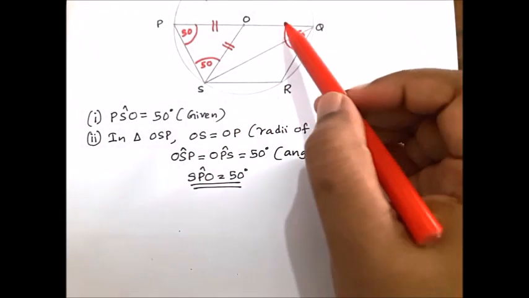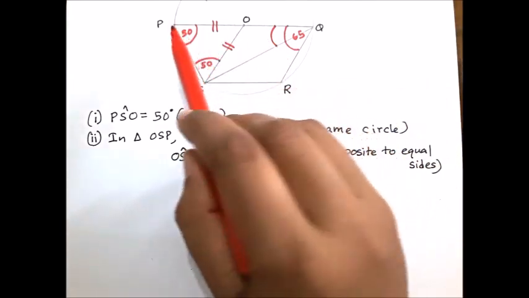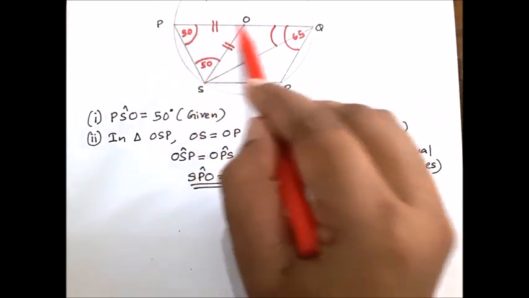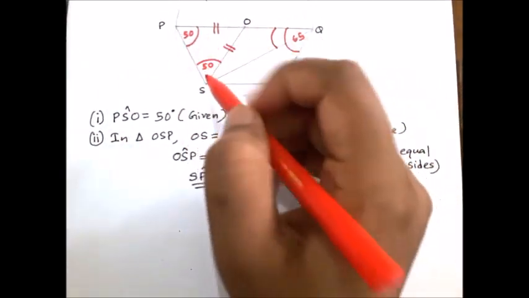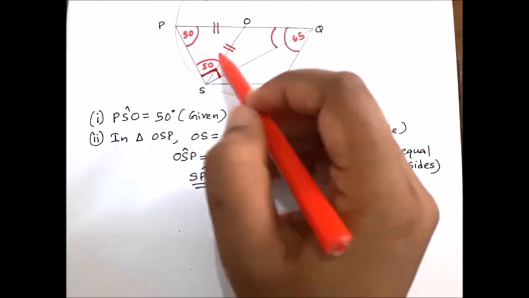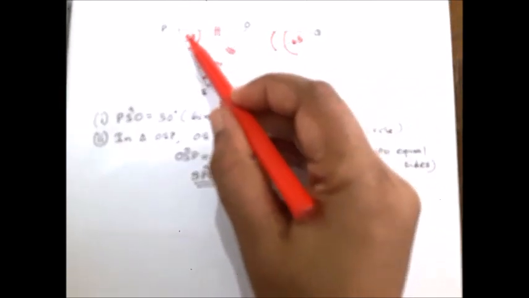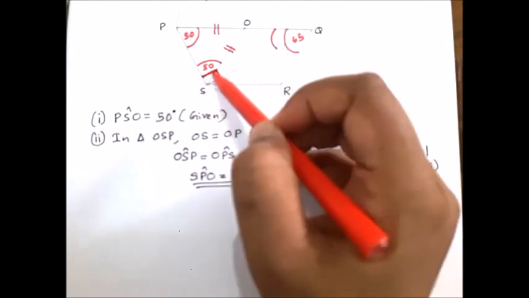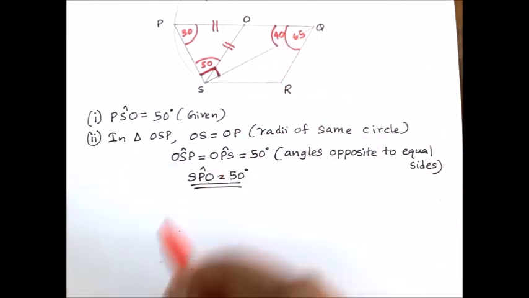Third part asks the value of PQS. Question says PQ is the diameter. In a circle, diameter subtends 90 degree angle on the circle. Therefore, PSQ angle equal to 90 degree. Now take the sum of interior angle of this triangle, 90 plus 50 plus PQS. It is 180. 180 minus 90 minus 50. Here value is 40 degrees.